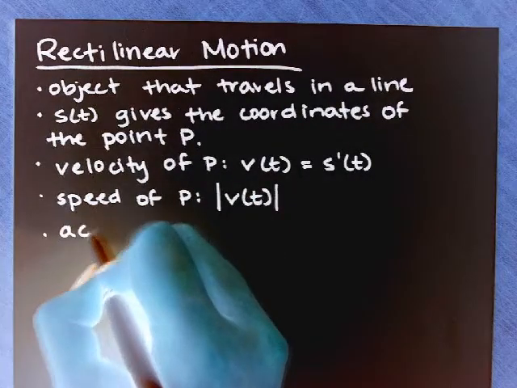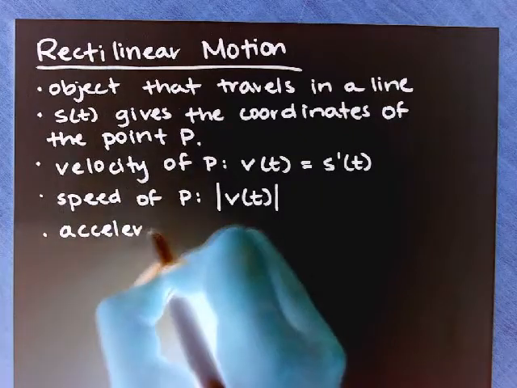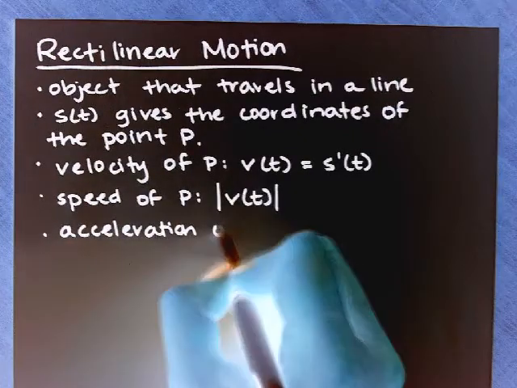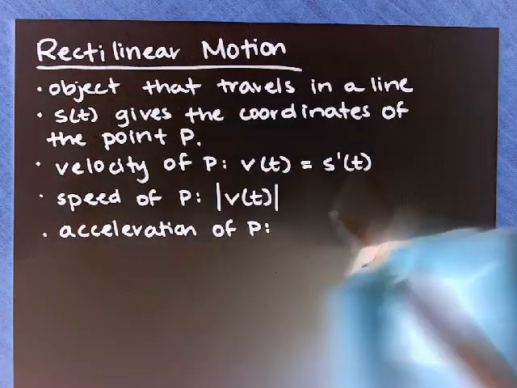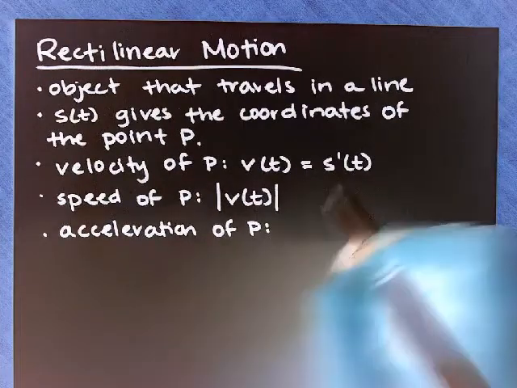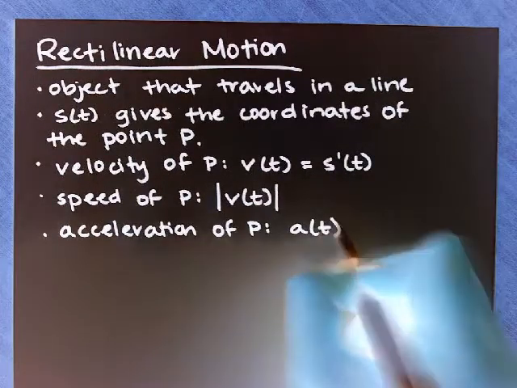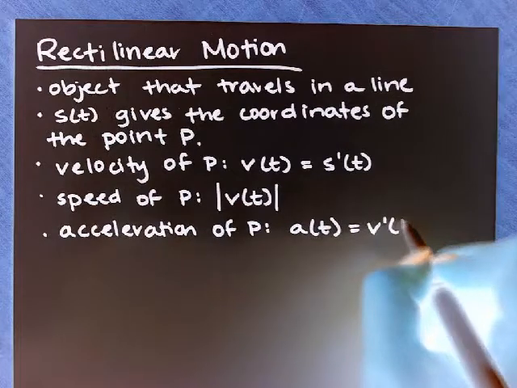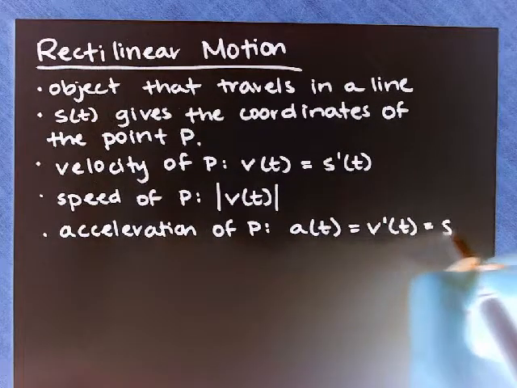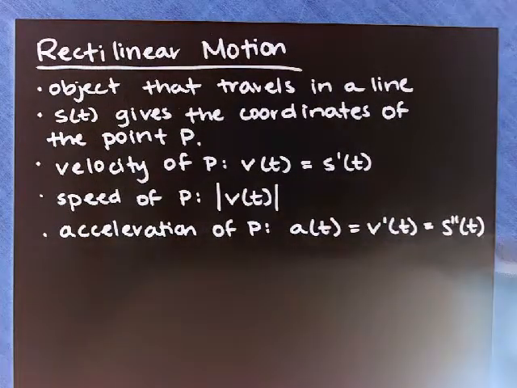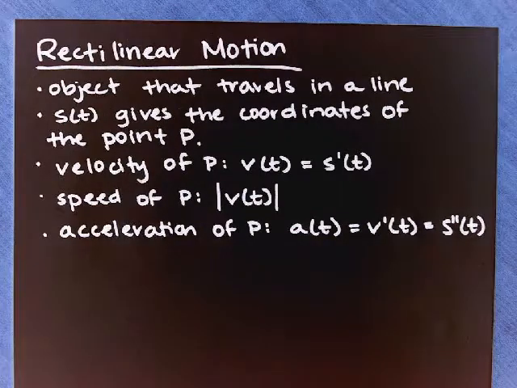Acceleration of P is A of t, which is the first derivative of the velocity, which is the second derivative of the position. So in your head, whenever you see A of t, you're going to be like, oh, that's the second derivative.